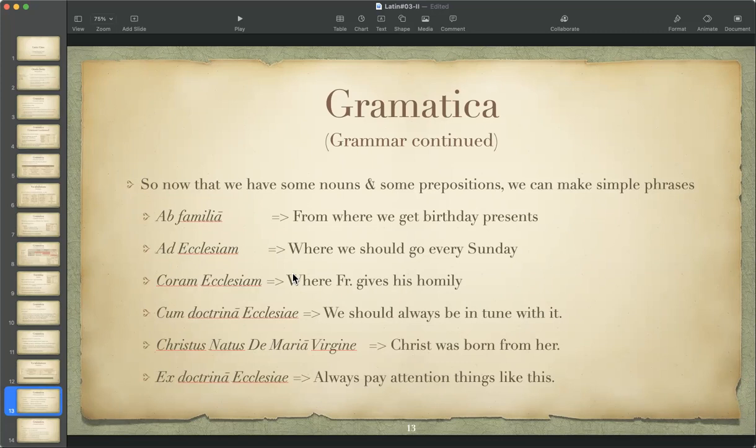Well, you would know whether you're talking about in the church or into the church by the ending. Because if it's in ecclesia, then you know it's in the church. If it's in ecclesiam, then you know it's into the church. Into the church, yes.